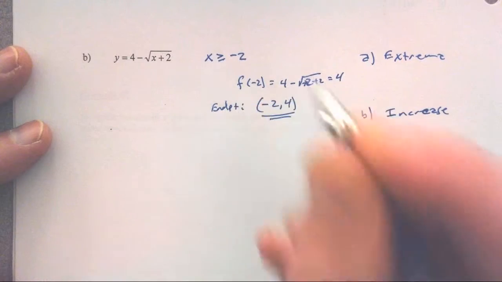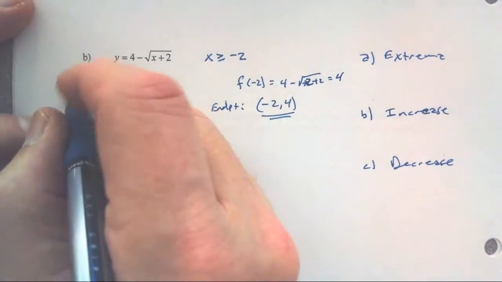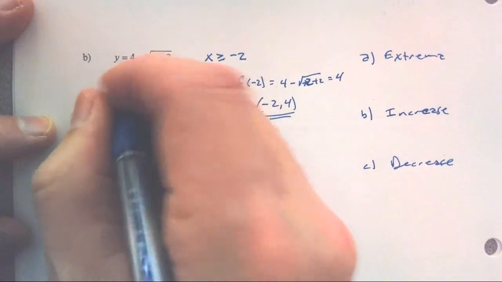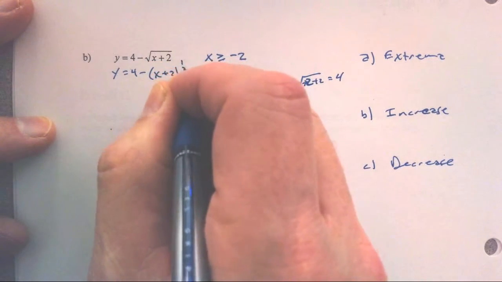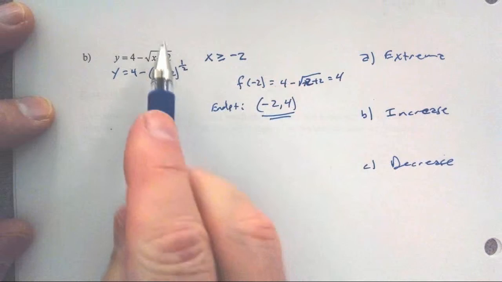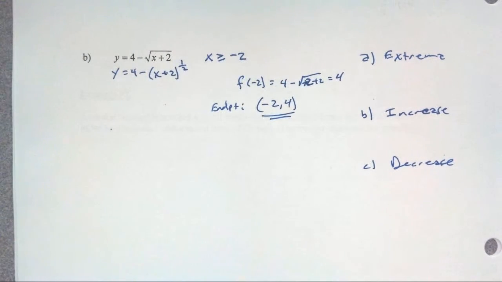All right, so next we're going to find our derivative. I'm going to treat this like y equals 4 minus (x plus 2) to the 1/2. Quick warning, I've seen people do that kind of work, and then somehow they think they've already found the derivative. We haven't done any derivative work yet.